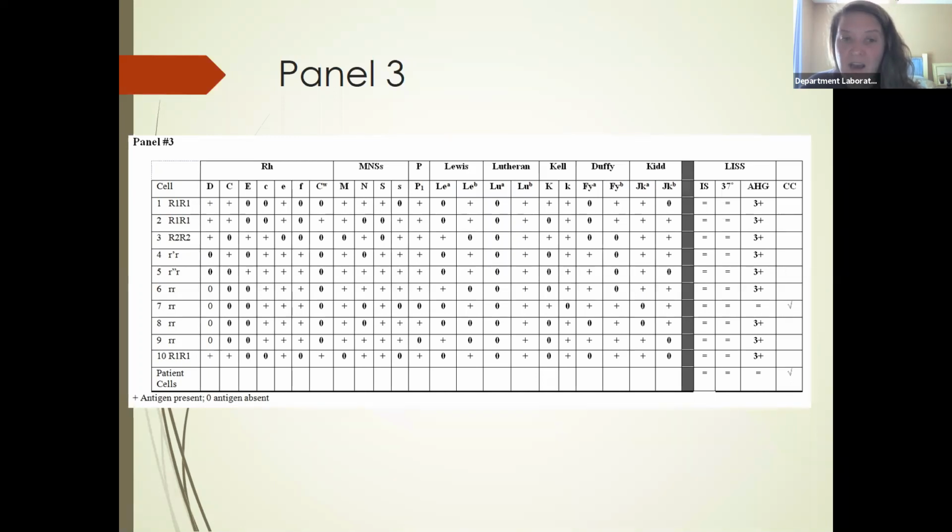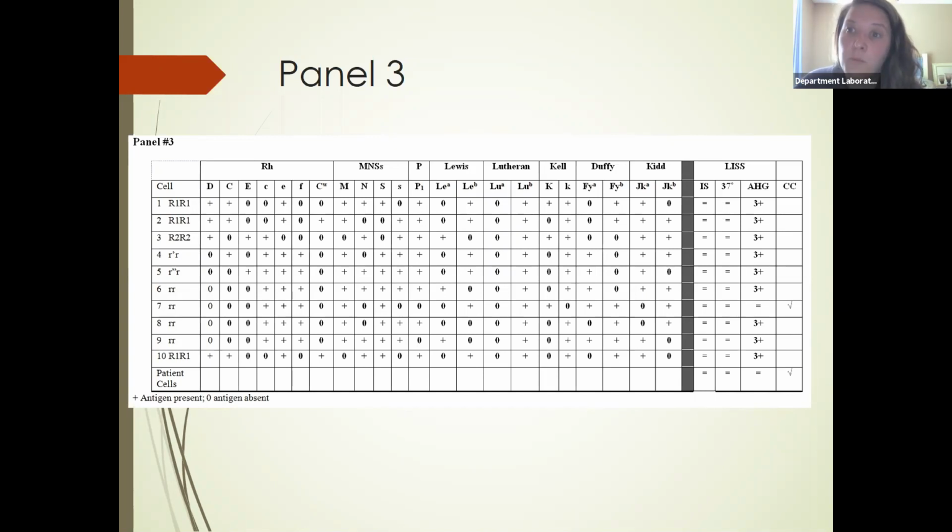Notice you only have 1 negative cell, panel cell number 7 is negative, and notice that your auto control is also negative, all right? So that lets us know that we're not dealing with an autoantibody, where you could also see pan reactivity like this, with the exception you would have every cell positive with the warm auto, and we do have an example coming up of a warm auto.